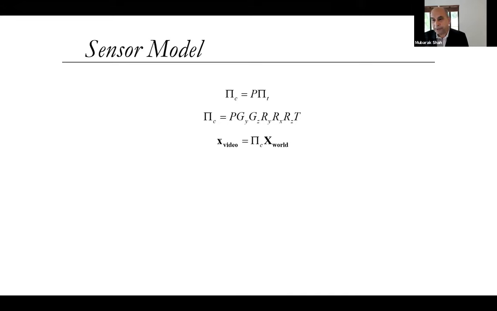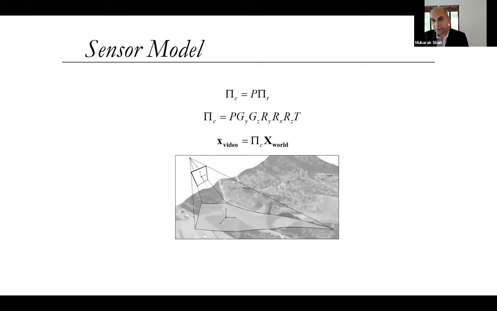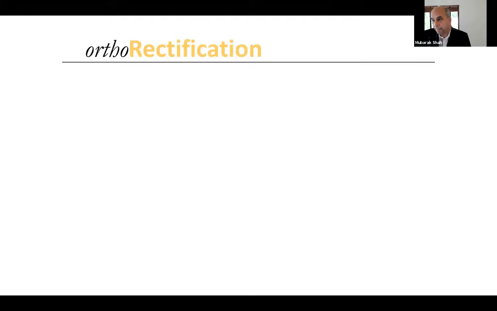Now here, we can find the image coordinates of a world point using this set of transformations, and we have the real geometrical relationship between all of these.